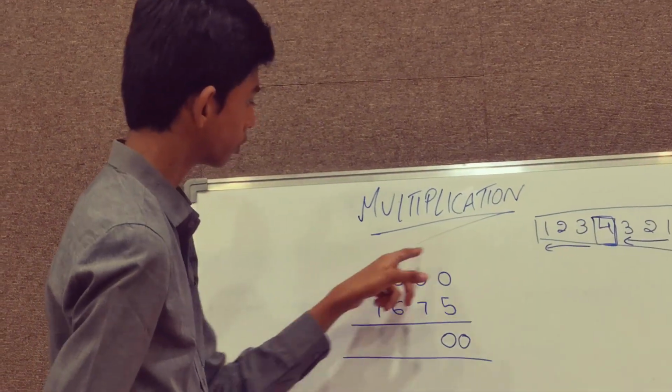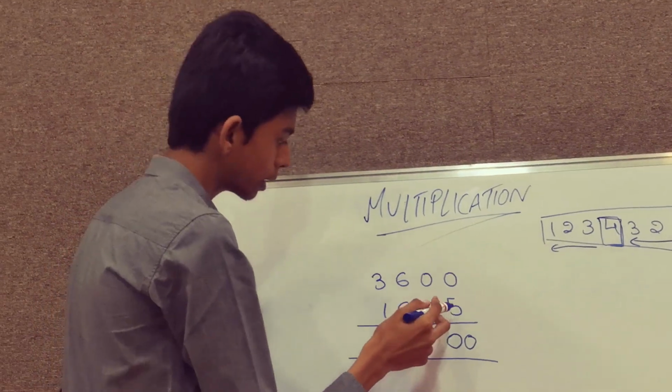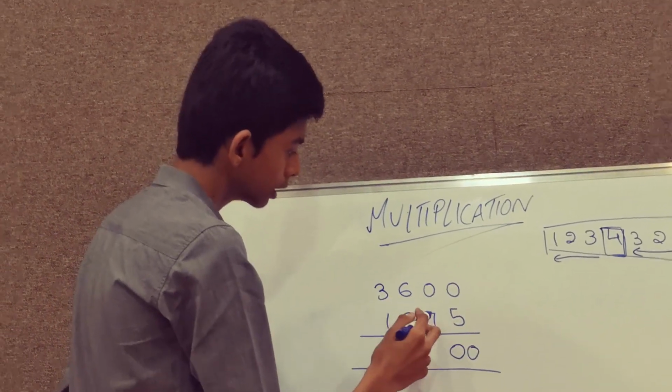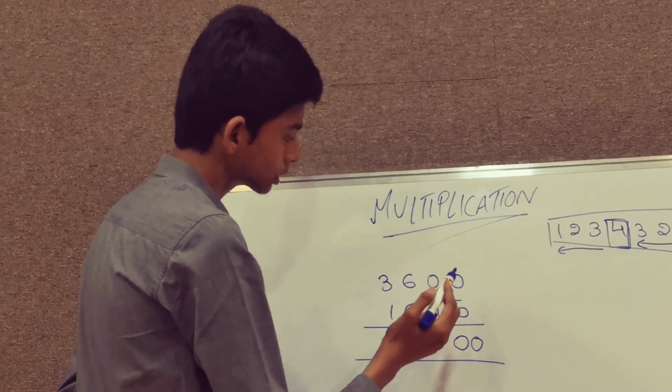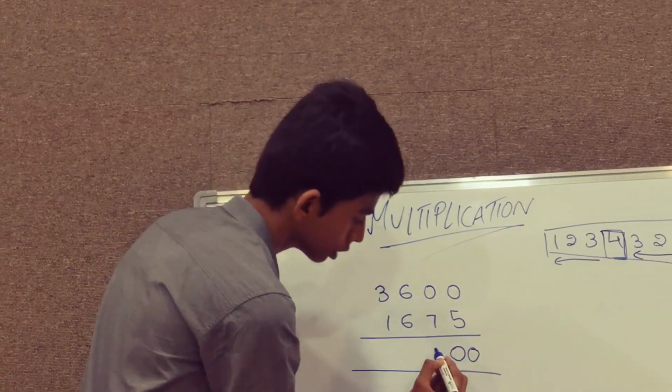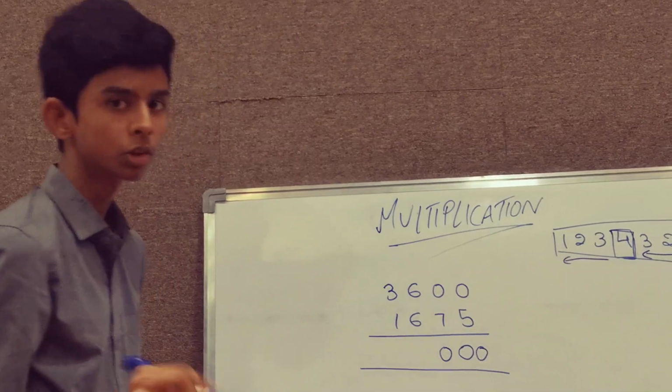We have to take the first 3 columns. So cross multiplying them. So 6 into 5 is 30, 0 into 7 is 0 and 6 into 0 is 0. So 30. Writing 0 here, keeping 3 in the mind.